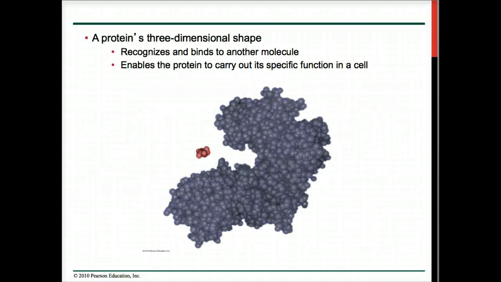A protein's three-dimensional shape will recognize and bind to other molecules, which ultimately enables the protein to carry out a specific function, which I just said. You can see here's an actual protein. This is maybe something that the protein is trying to interact with. And if you were to zoom in on here, you would see that this particular substrate will fit exactly like a lock and key into this protein. So if there's any alteration of the shape of this protein, is it going to fit in there? No, right? And then the reaction can't occur. So shape is extremely important.